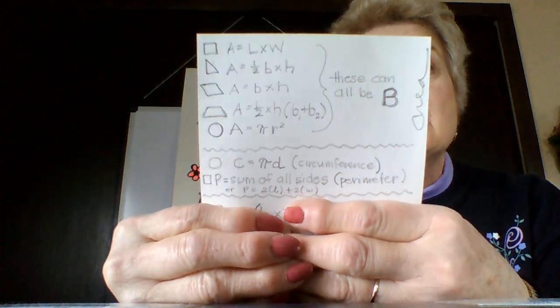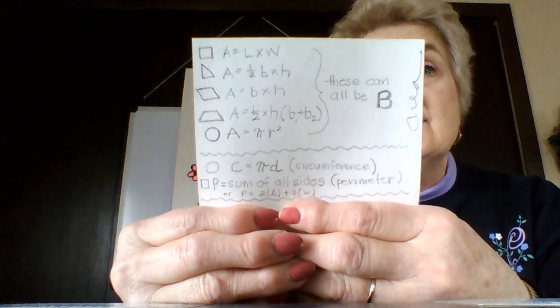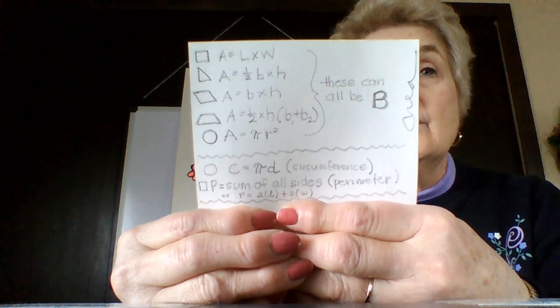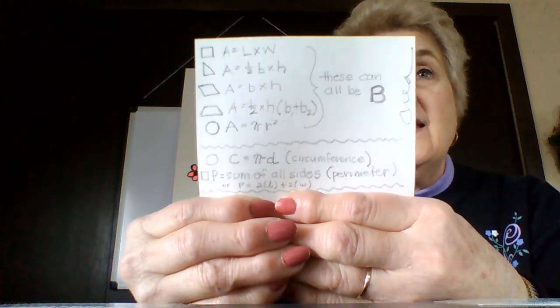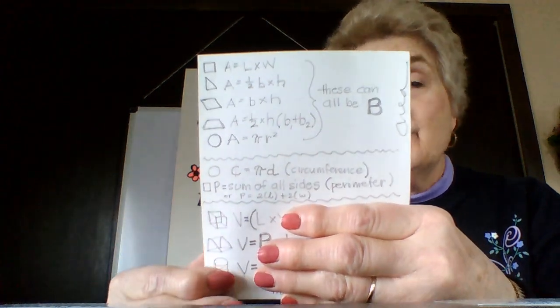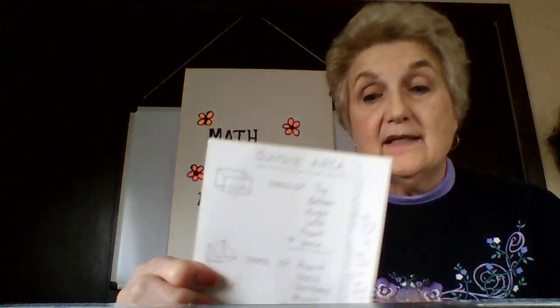Okay, and then if you wanted to add this, you could also add the word perimeter. P stands for perimeter. It's the sum of all sides. That's what perimeter is. And you could also get it by taking 2 times the length plus 2 times the width. Okay, that's really all you need on your card right this moment. We'll get into volume pretty soon, and then we'll get into something called surface area before the end of this chapter. But that's enough for now on that.